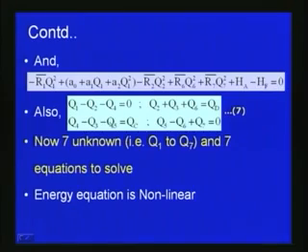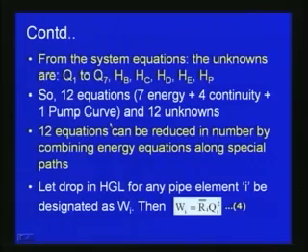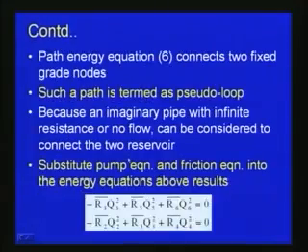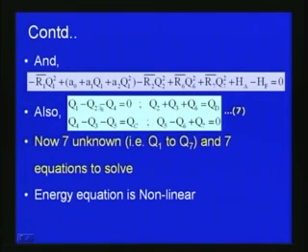So similarly, with respect to this, we have already seen the continuity balance equations here. So that also we can write here: Q1 minus Q2 minus Q4 is equal to 0, and then Q2 plus Q3 plus Q6 is equal to QD, and Q4 minus Q3 minus Q5 is equal to QC, and Q5 minus Q6 plus Q7 is equal to 0.